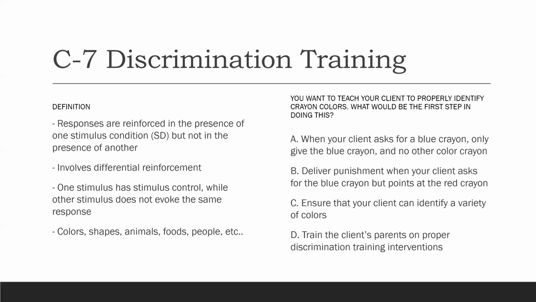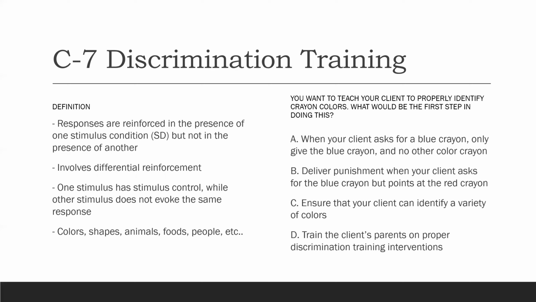B, deliver punishment when your client asks for the blue crayon but points at the red crayon. No, differential reinforcement discrimination training is not a punishment procedure. So when your client asks for the blue crayon but points at the red crayon, you put it on extinction, but you don't punish them in that scenario. Now, remember, given certain circumstances, maybe you might, but typical discrimination training, typical differential reinforcement, there's no punishment involved. It's reinforcement and extinction.